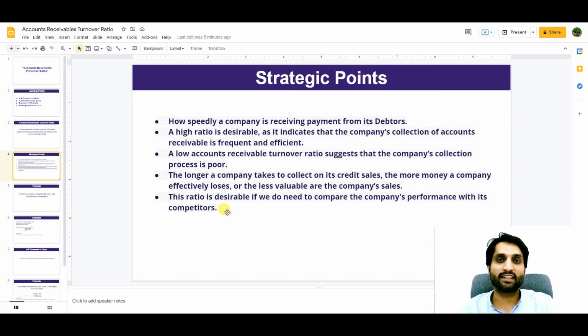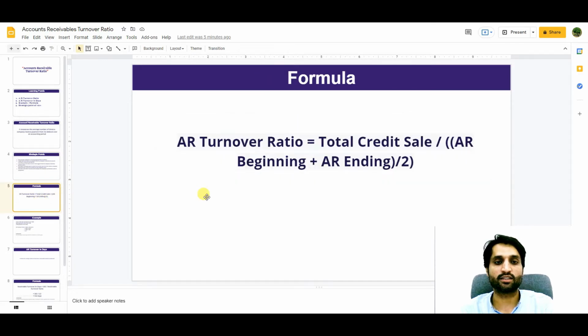Like if we are not getting money on time from our debtors, our cash flow will be disturbed. The net present value of our cash will be disturbed. Our operating activities will be disturbed. Our working capital will be disturbed. So we need to know the average time of our receivables, that is, in how much time we are getting payment from our debtors. Now let's see how to calculate it.